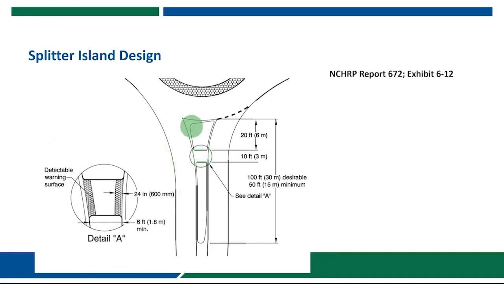At the end of the splitter island, we want to make sure that we are utilizing some offsetting and blunting of the approach nose near the circulatory roadway as well. We would apply a 3-foot offset to the lane line, as well as a 3-foot radius to the approach nose. The other nose adjacent to the entry, we can use a smaller radius, typically in the range of 1 to 2 feet.